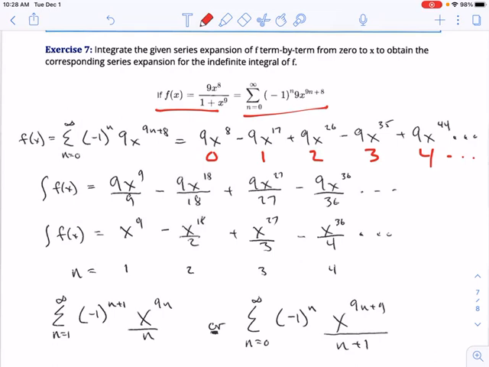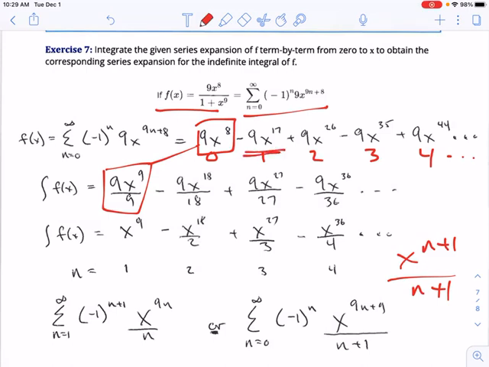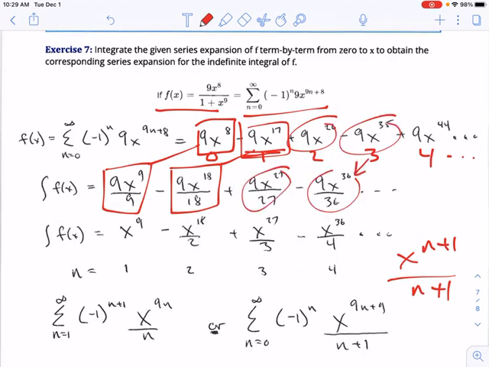And so remember, the power rule for integration is x to the n plus 1 over n plus 1. And so 9x to the 8th becomes 9x to the 9th divided by 9, which is over here. Negative 9x to the 17th becomes negative 9x to the 18th divided by 18. So we're adding 1 to the power and then dividing by that. And so you can go through and you can see term by term that is what we are doing.